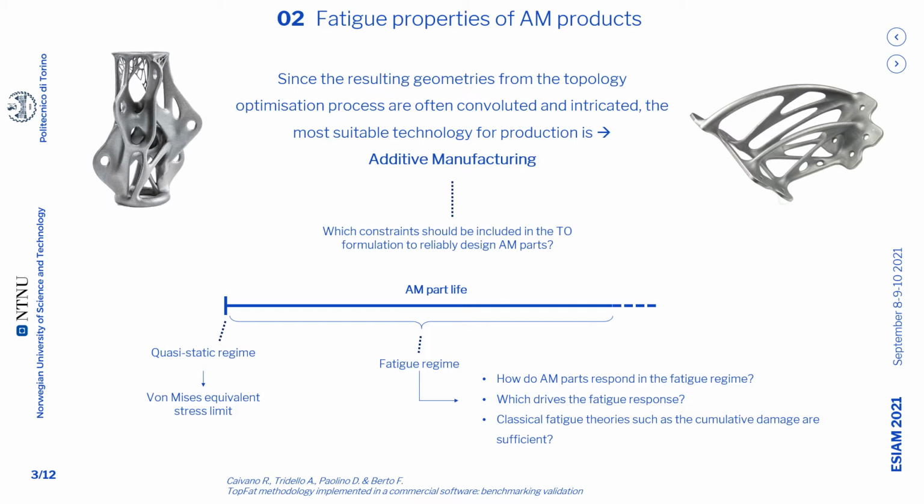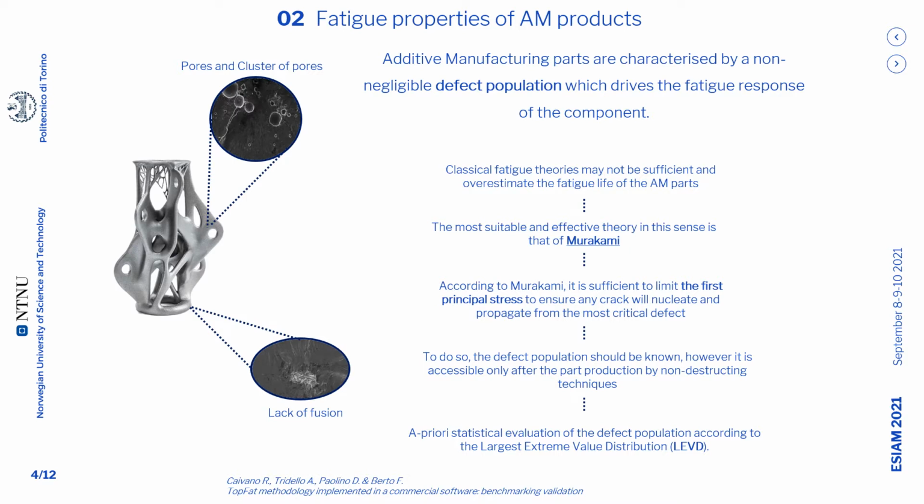Looking at the life of the components, if the quasi-static regime is considered, a constraint on the von Mises stress may be sufficient. Instead, if the fatigue regime is considered, several questions must be answered to understand which constraints and fatigue model must be included. So, for example, how AM parts respond in the fatigue regime, or what drives the fatigue response? The most important aspect to consider is the defect population, which affects the AM product's fatigue response.